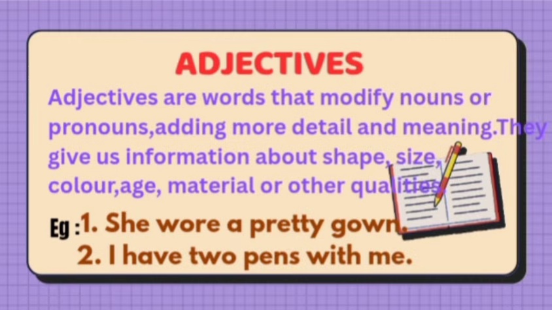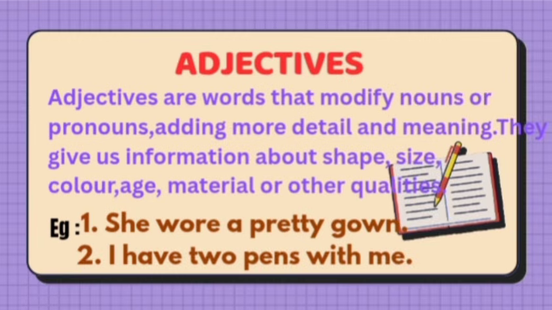Now, let us make it more clear with the help of these two examples. Sentence number 1. She wore a pretty gown. Here, gown is a noun. Pretty is a word that is describing more about the gown. How is the gown? The gown is pretty. That means we are getting to know more about the noun gown with the help of this word pretty. So here, pretty is an adjective.